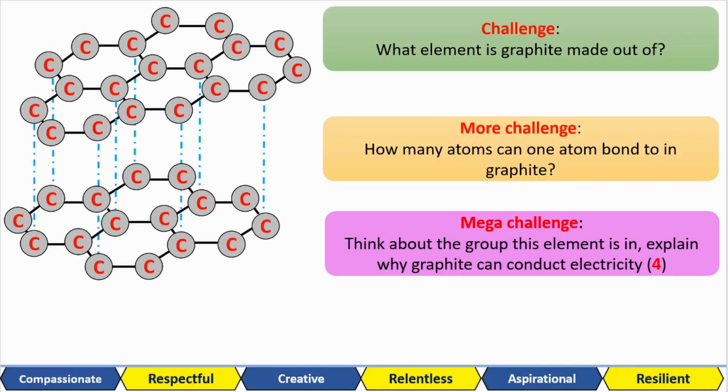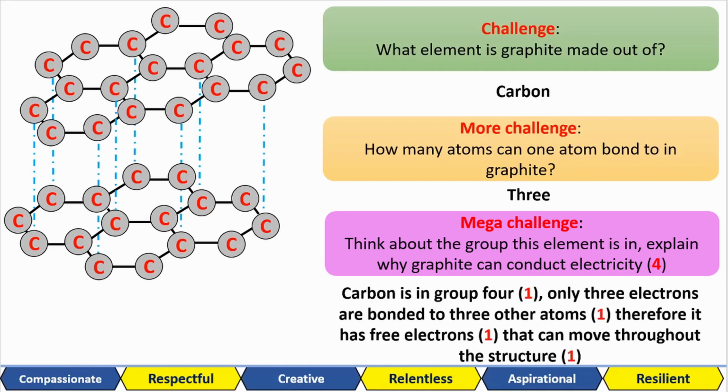Graphite is also made from carbon. The carbon is bonded to 3 other carbon atoms in graphite. And as we saw, carbon is in group 4 and it has 4 outer shell electrons, but only 3 are used in the covalent bond, so that means it has 1 free electron that can move through the structure. Remember that free electrons can also be called delocalized electrons.